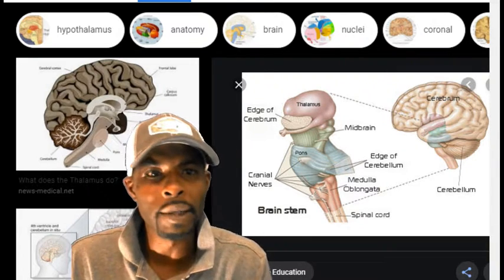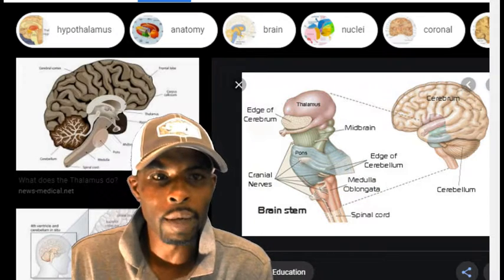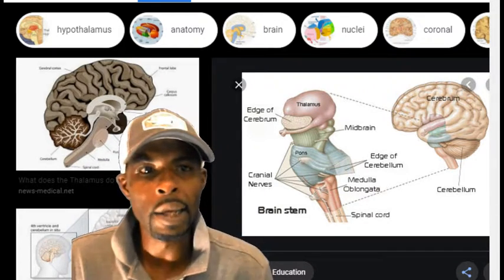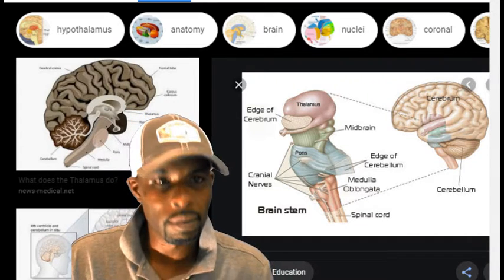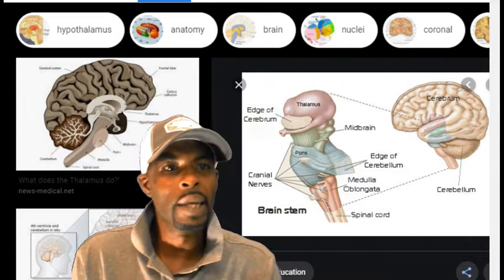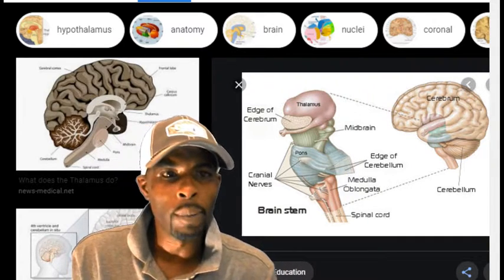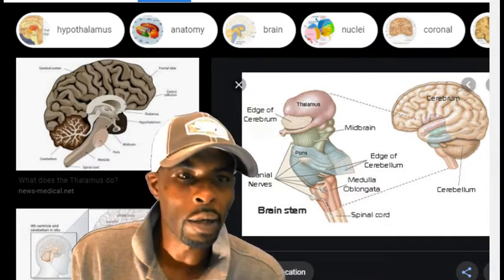And then the top part is the edge of the cerebrum, right? But it looks like a duck mouth or whatever, right? And then you have the midbrain, which is right below the thalamus. And then you have the edge of the cerebellum, okay? And then you have the medulla oblongata, and then you have the spinal cord at the bottom.